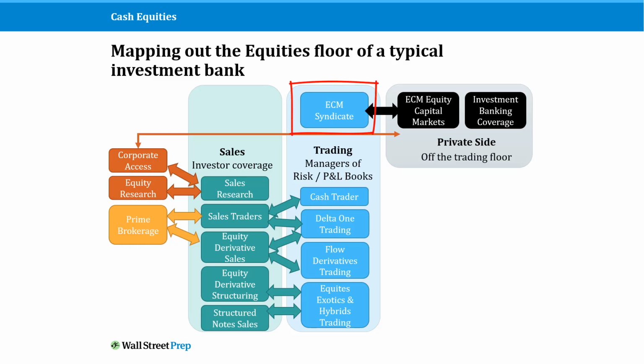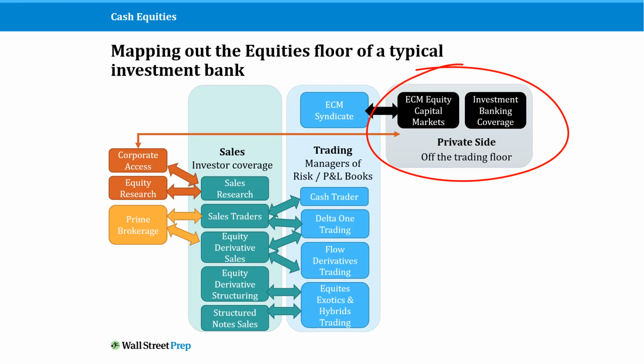The syndicate team sits on the trading floor and is a liaison from the private side ECM teams and investment banking coverage teams, which work with equity issuers for IPOs and follow-on transactions, but they don't sit on the trading floor. The ECM teams and investment banking teams also work with the corporate access teams to schedule conferences and investment meetings with management.